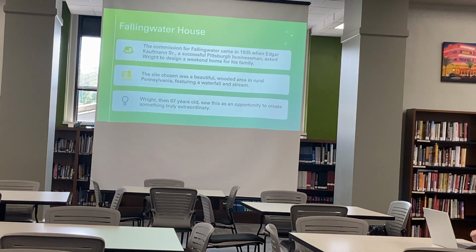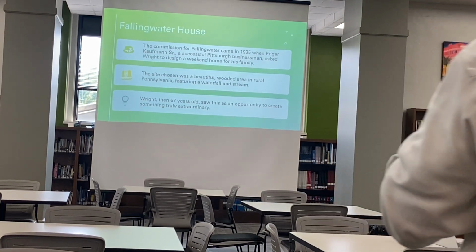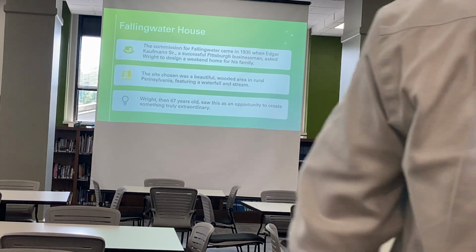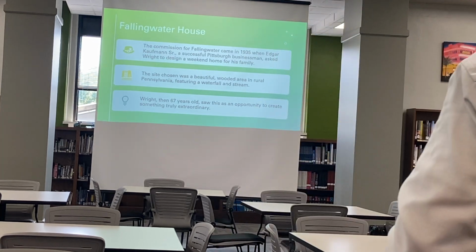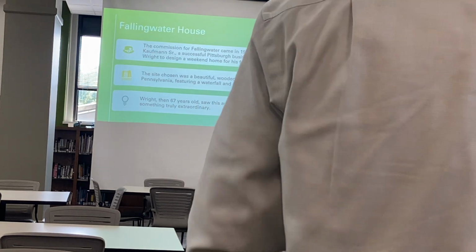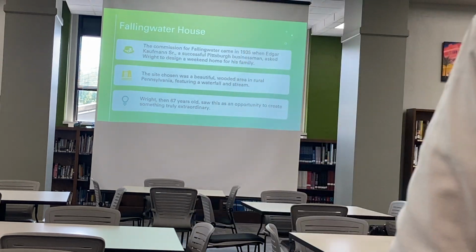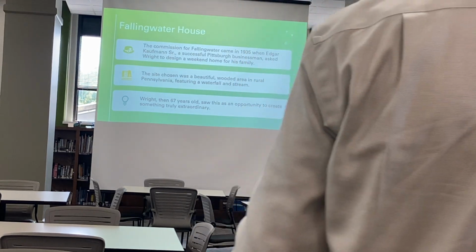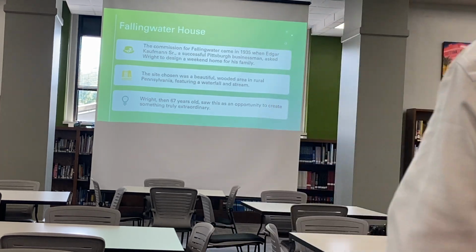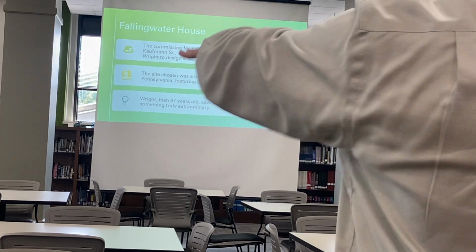Now, Fallingwater House. Another successful businessman, Edgar Kaufman Sr., hires Wright to build him a house. It's just a weekend home for his family. He's from Pittsburgh. And the site chosen was in rural western Pennsylvania. And it had a waterfall and a stream, the land, right?